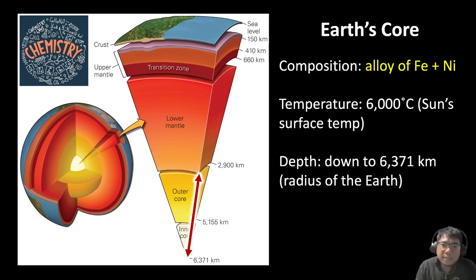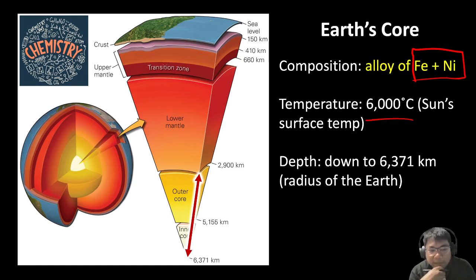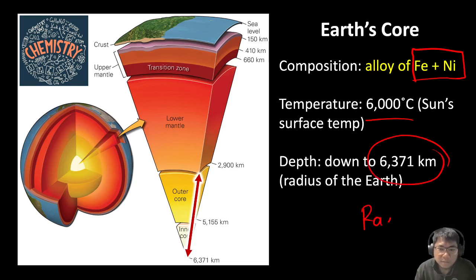The core is made of, again, mostly metal elements such as iron and nickel. Okay, and it is very hot, at about 6,000 degrees Celsius, which is about the same temperature as the sun's surface. And the depth is down to 6,371 kilometers, and that would represent the radius of the Earth, right? So the depth from the surface all the way to the center of the Earth is about 6,300 kilometers.